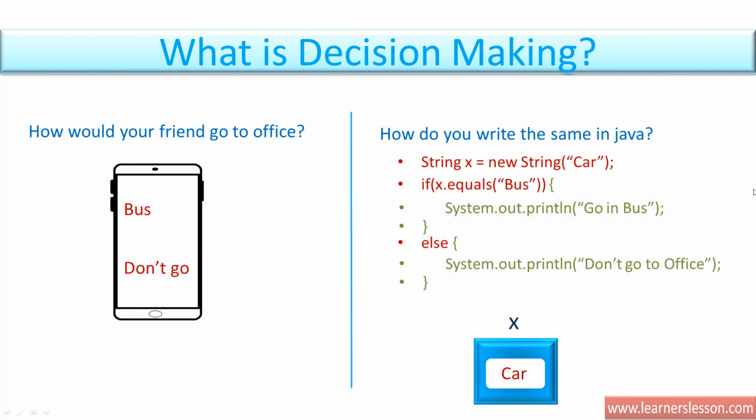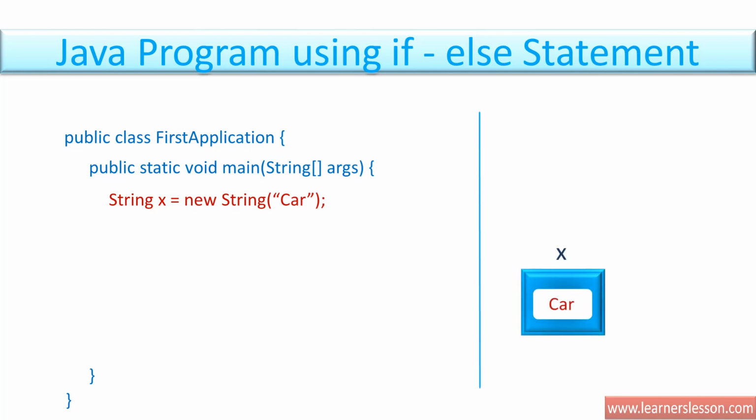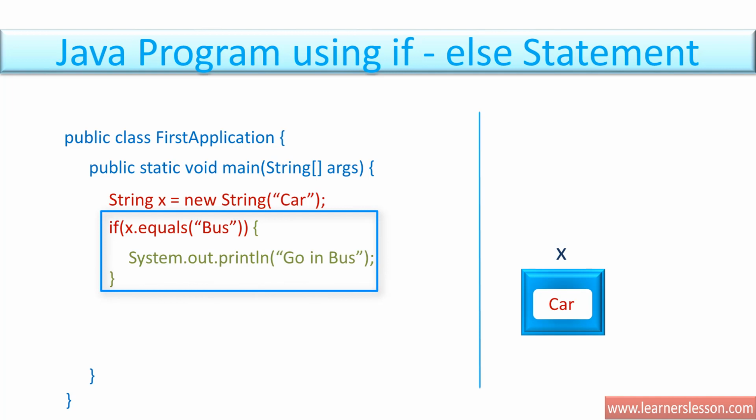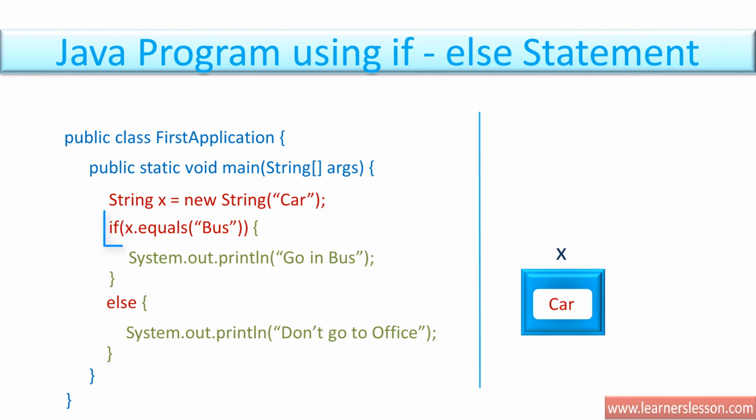As simple as that. So let us see this using a Java example. Now a String type variable called x is created and car is initialized to it. Then there is the if statement which is telling if x.equals("bus"), go in bus, else don't go to the office. Now let us come to the first if statement. In the first if statement, we can see that it is asking if x.equals("bus") or not.